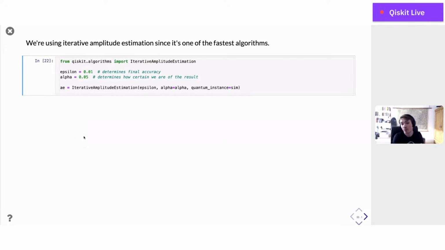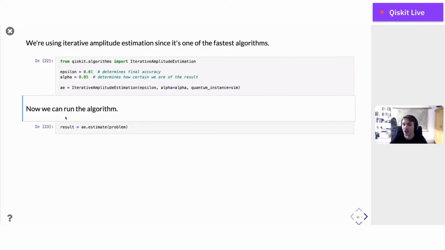I mentioned before that there are many flavors of this amplitude estimation algorithm, and here in this tutorial we'll use one of the fastest ones that we have right now, which is called iterative amplitude estimation. And to this algorithm, we give a final target accuracy, and we give it the size of the confidence interval that we want, so how sure we want to be of our final result. And we reuse the same simulator that we had before. Now that we have that, we can solve the problem just by calling the estimate method on the amplitude estimation algorithm and giving it the problem.